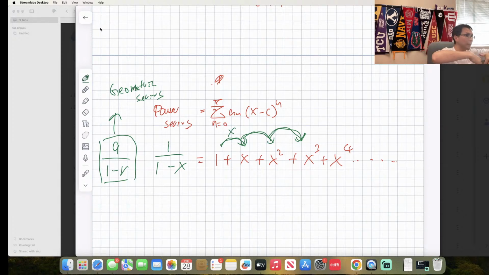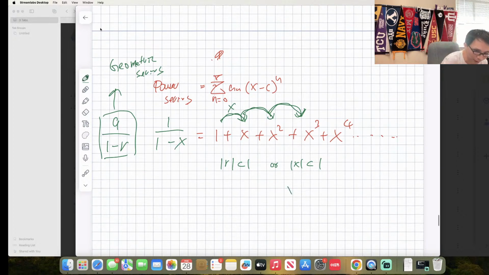It would only work if the absolute value of x, or the absolute value of r in this case, which is the common ratio, is less than 1, because in this case, x is equal to r. And that only works between 1 and -1. So that means your radius of convergence is 1. Okay, yeah, it's 1 unit.